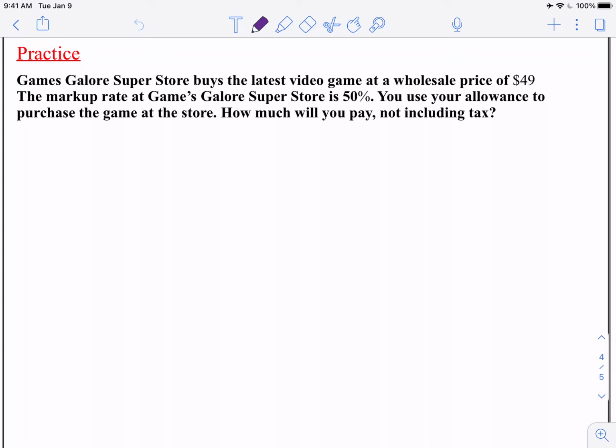This is pretty straightforward, like many other proportions, once we know kind of what to plug in and where. It says Games Galore Superstore buys the latest video game at a wholesale price of $49. The markup rate is 50%. You use your allowance to purchase the game at the store. How much will you pay? And we're ignoring tax. So how much I'm going to pay is the retail price. We're going to call that X. Okay, the wholesale price, 49, goes down here.